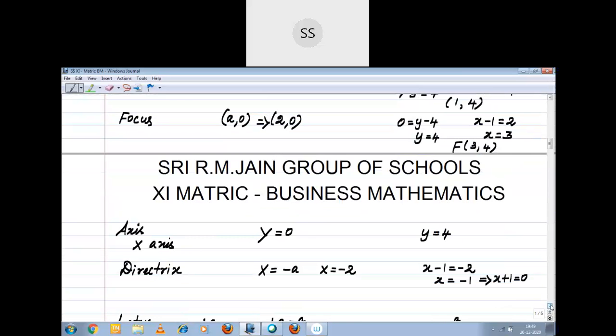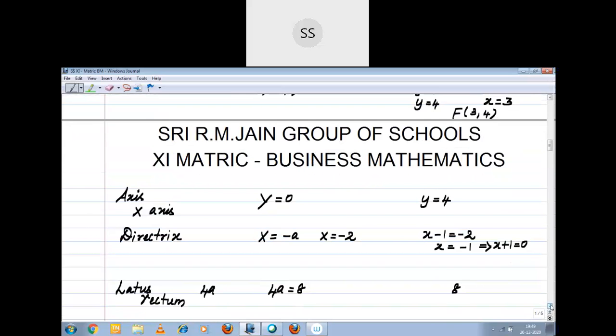Directrix x is equal to minus a. X is equal to minus 2. X minus 1 equal to minus 2. X equal to minus 1. X plus 1 equal to 0. Latus rectum 4a. So what do you arrive at here? 4a equal to 8. Got it, children?